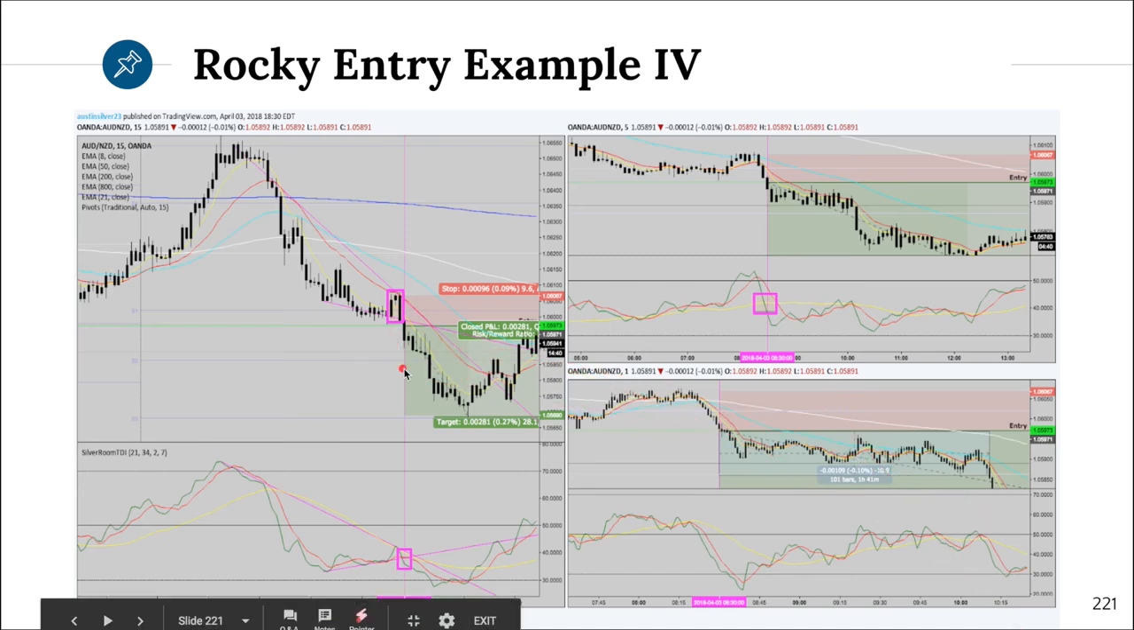So again, I don't want to beat the dead horse, but you should very clearly be able to identify if this S2 is valid by looking at the candle formations, looking at the market structure, looking at the key levels, and then finding the entry on the shorter term time frames.